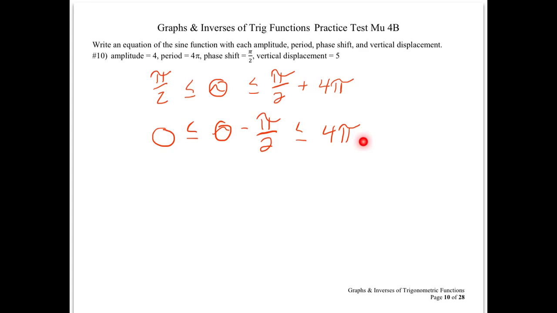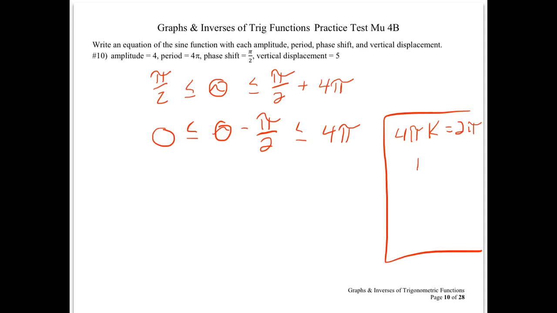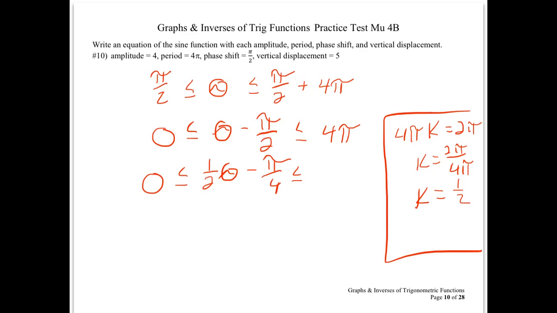Now we're trying to get this to be 2 pi. Some problems are easier than others, so I always do them like they're difficult. I have to take 4 pi and multiply it by some number k so that it equals 2 pi. To get k by itself, divide both sides by 4 pi. Pi's cancel, and you get 1/2. You need to multiply every term by 1/2. So I get 0 times 1/2 is 0. Theta times 1/2 is 1/2 theta. Pi over 2 times 1/2 is pi over 4. 4 pi times 1/2 is 2 pi.